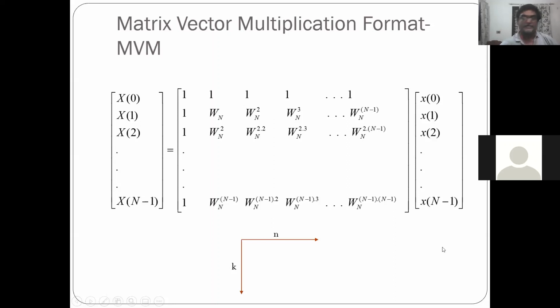N dimensional vectors. Now, a vector representation of a signal is either a column matrix or a row matrix. So in this case, it's a column matrix. Small x is a column matrix. Capital X is a column matrix representing the spectrum. So what I will now do is represent this in the standard form, that's the matrix vector multiplication format, and then I'll use the whiteboard to illustrate this.